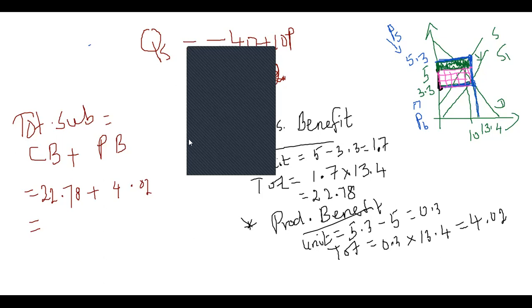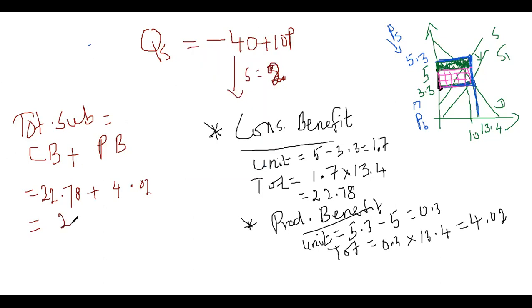22.0, sorry, 22.78 plus 4.0. So you get 26.8. So 26.8 is the total subsidy.